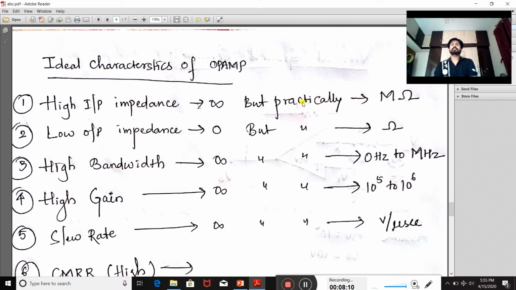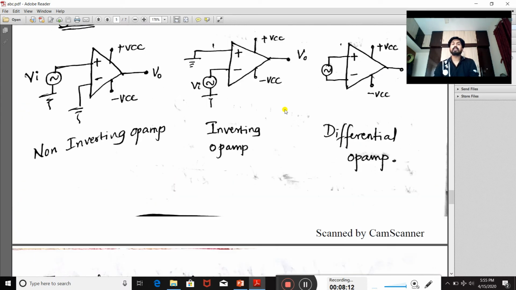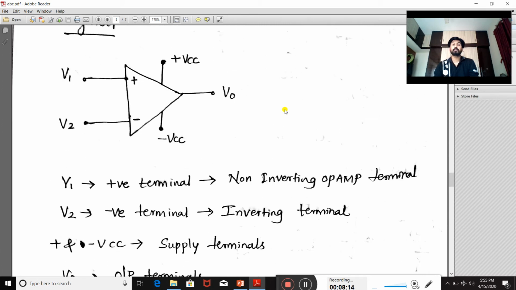So an operational amplifier has very high input impedance, that means its input resistance will be very high. The reason behind it is that whatever voltage you apply should appear across the input. There should not be any change in the input level, hence its input impedance should be very high. As input resistance is very high, in terms of mega ohm, and ideally we say it is infinite.